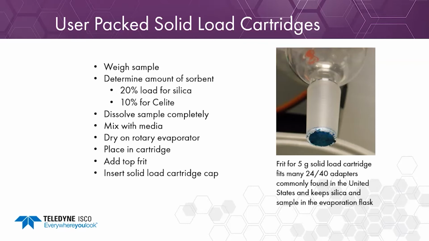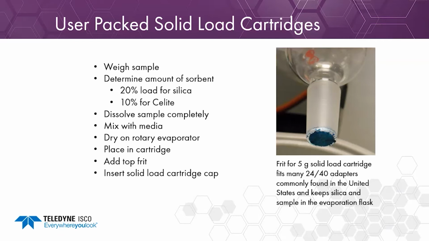So I have to choose the appropriately sized solid load cartridge and add about 25 grams of silica to that sample. If I was using Celite, I would be loading more Celite in there, so I'd use 50 grams, which is an alternative you could use. And then dissolve the sample completely in a strong solvent. So whatever is going to dissolve my sample, I'm going to use as my solvent. I'm going to mix that with the silica, and then I'm going to put it on the rotovap and dry it off. Once that is dry, it's going to be very powdered.